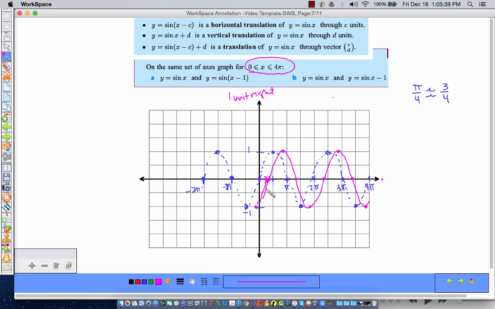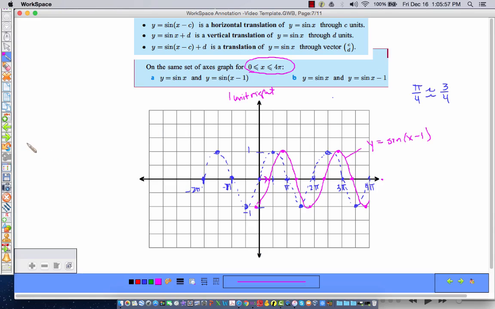It's a little off. Let me get rid of that. So I'll go down to here. Something like that. Starting to curve back. So it looks something like that. So there we have y equals sine of x minus 1, a translation 1 unit to the right.